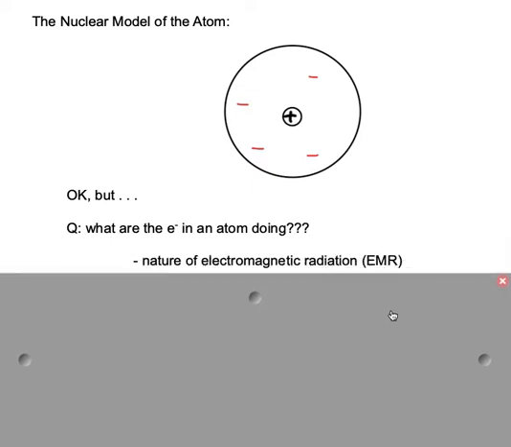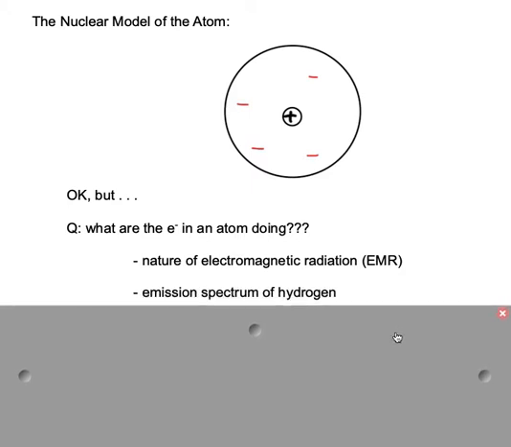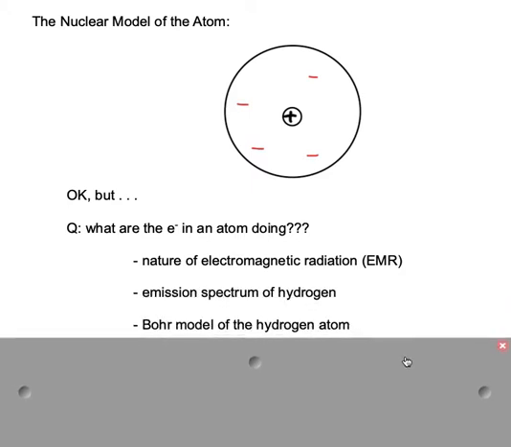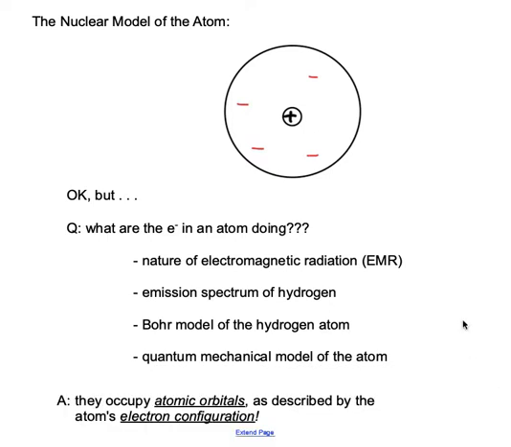We have to consider the nature of electromagnetic radiation. We have to look at what's called the emission spectrum of hydrogen. We have to consider the Bohr model of the hydrogen atom, which will finally lead to the quantum mechanical model of the hydrogen atom, which answers the question: the electrons occupy atomic orbitals as described by the atom's electron configuration.